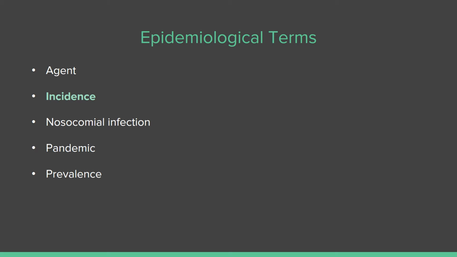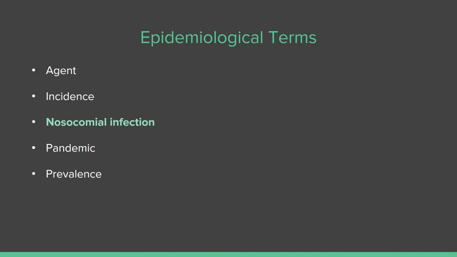The second term is incidence. So the impact of MRSA varies depending on incidence, which is the number of instances that people have fallen ill during a given time period within a population. According to the data on one of the tables, incidence rates for MRSA vary based on whether it is community-associated MRSA or healthcare-associated MRSA. Incidence can also vary by age, which will be covered by another graph later on.